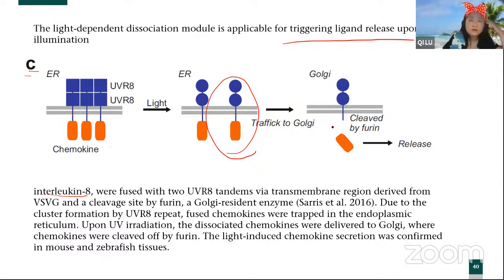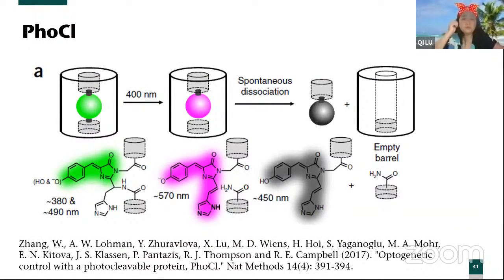compartment, and within the Golgi compartment it can be cleaved by furin, which causes a release, and this will enter into the vesicles, ready to be released to other cells. So under UV radiation, the chemokine is dissociated and cleaved off by furin, and light-induced chemokine secretion was confirmed in mouse and zebrafish.